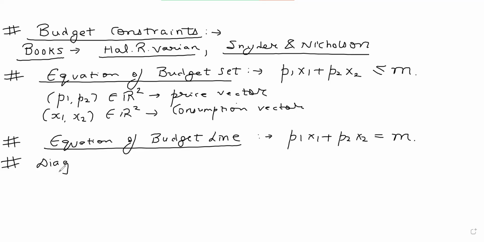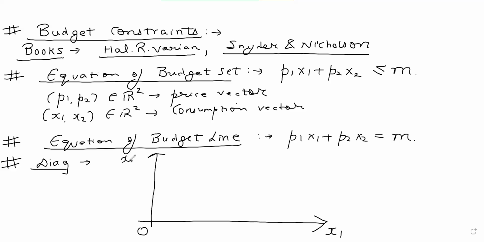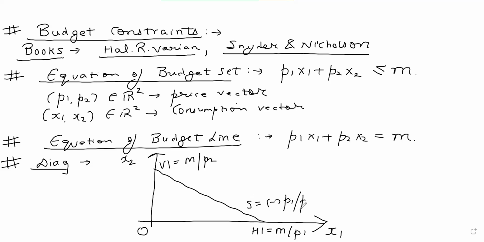Just a quick recap of the diagram of the budget line and the budget set. On the horizontal axis, good x1. On the vertical axis, good x2. We had figured out in the previous lecture that the budget line is downward sloping. The horizontal intercept was calculated as M by P1. The vertical intercept was calculated as M by P2. The slope of the budget line was calculated as minus P1 by P2.